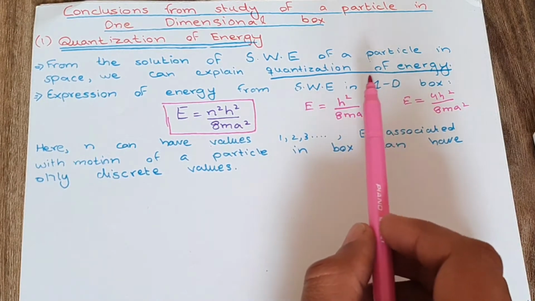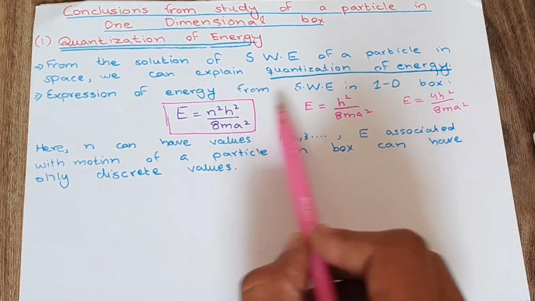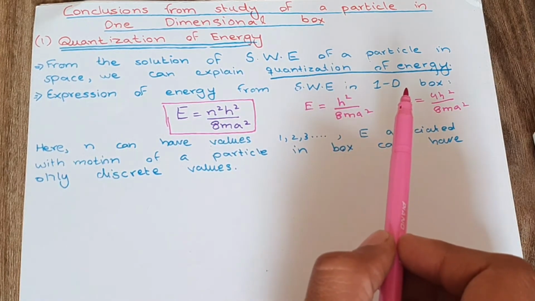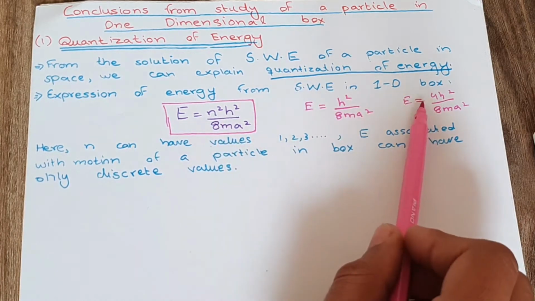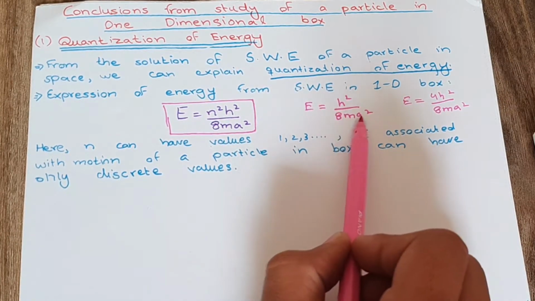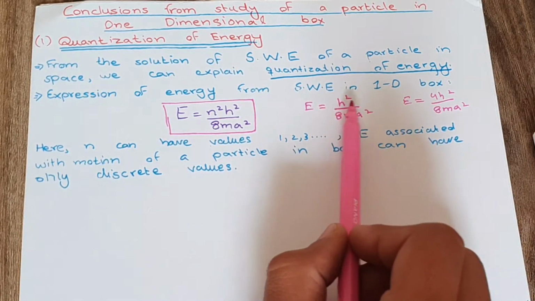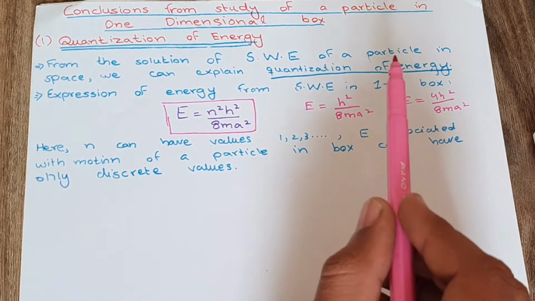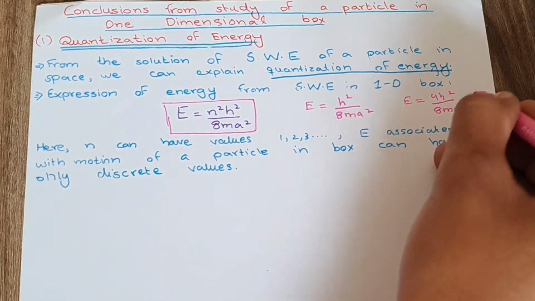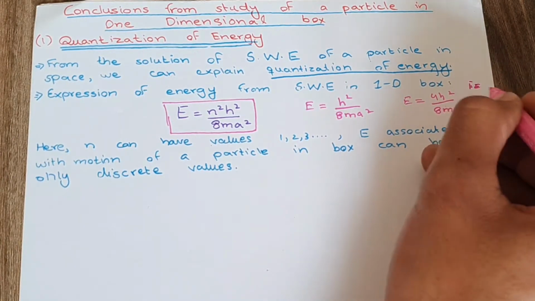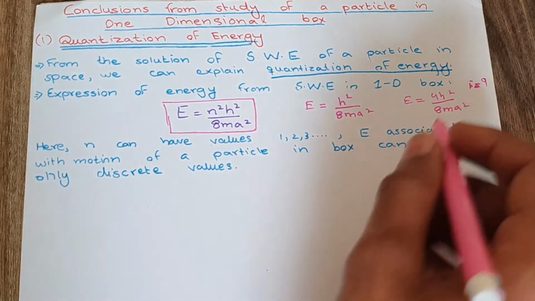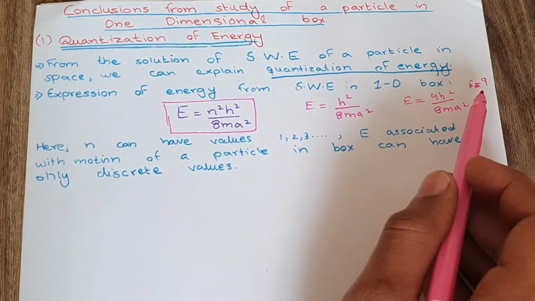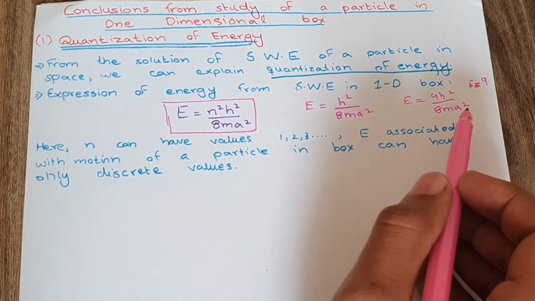Here my energy cannot have a value of 2h squared over 8ma squared. Why? Because if I put 2 here, it becomes 4, and if I put 1 here, it becomes 1 times h squared over 8ma squared. So my particle cannot have an energy between these two values. Similarly, if I put 3 here, 3 squared becomes 9. The first answer is 1, the second is 4, the third is 9. The value cannot be in between 4 and 9. So this is the quantization of energy.